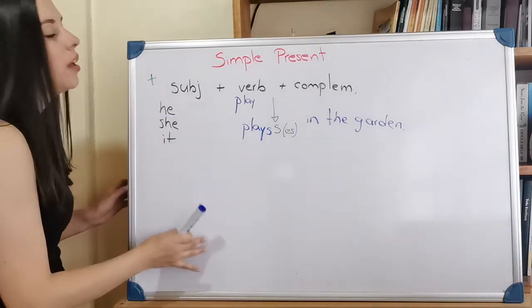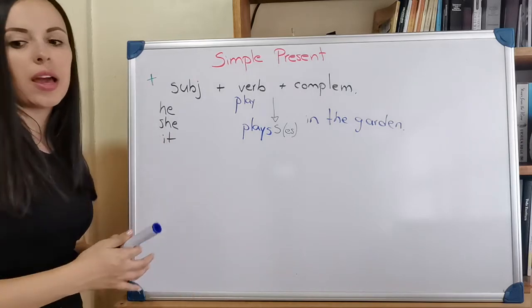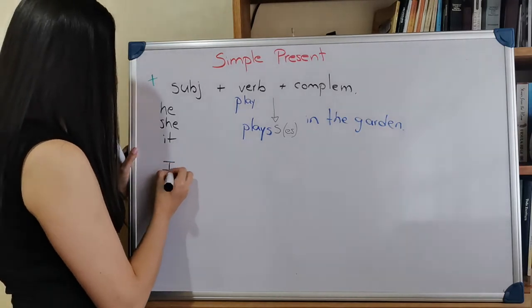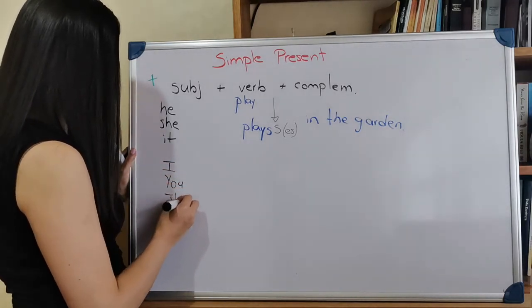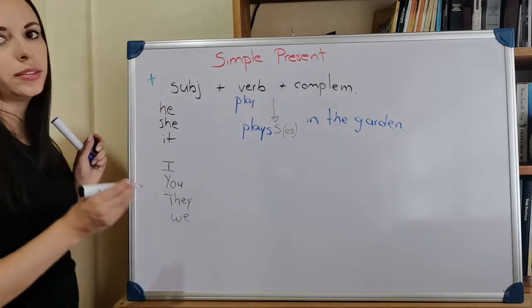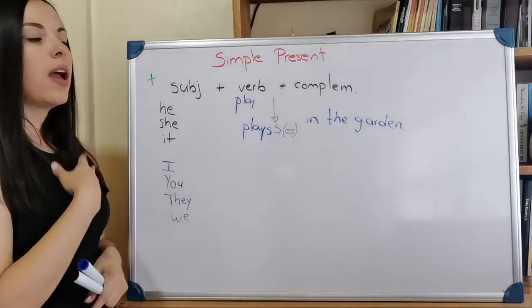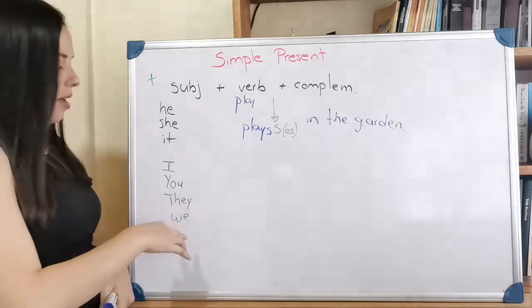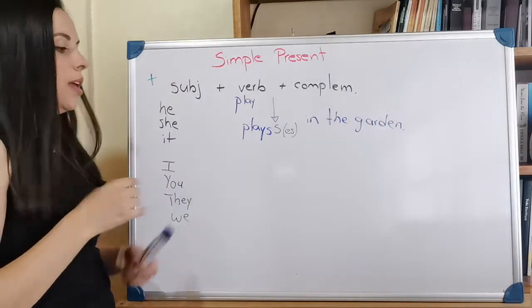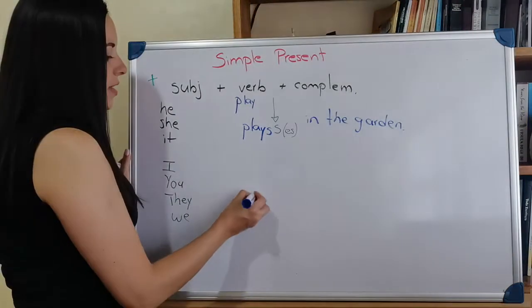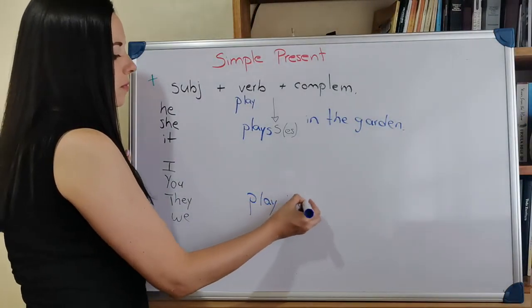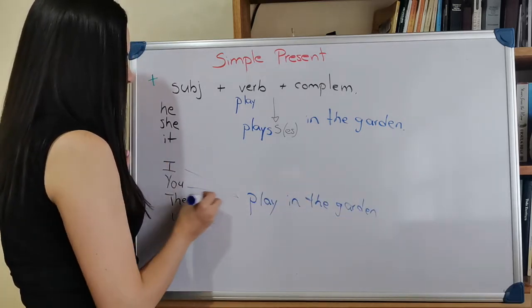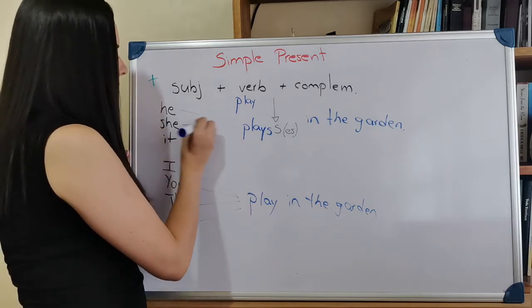Okay, what happens with the other subjects? I mean, with the other pronouns. If my subject is I, you, they, or we, right? Any of them, or the nouns, like my sisters, for example, or we, my family and I. This doesn't happen. We have a very simple verb and the complement. Okay, so we use the same verb for all these.